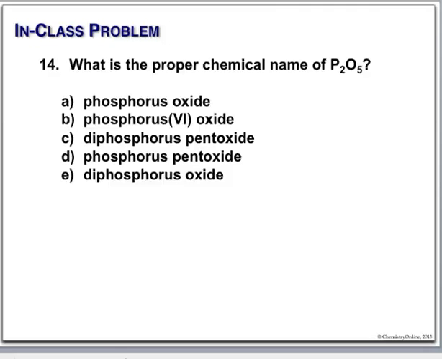We have 2 phosphorus and 5 oxygens. So we're looking for something that says diphosphorus. We're down to only 2. We need to say how many oxygens we have, and that makes it pentoxide. So the multipliers we use only for the molecular ones, right? Yep.